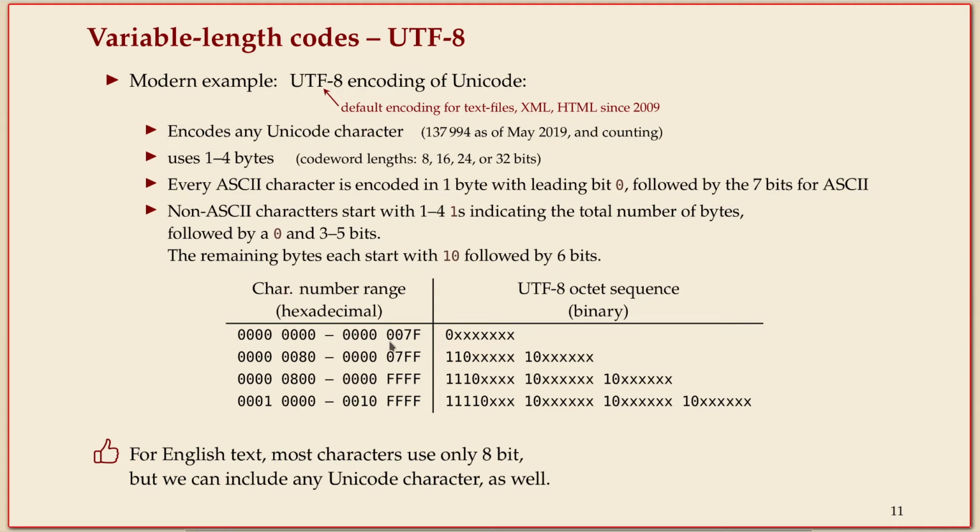If it's ASCII, then it fits below this. So 7F, that's 7 ones written in hexadecimal. If you're above that, but below the next, 4 more bits, then you get represented with 2 bytes, and the X's are replaced by the actual code point, and so on. I know it's a bit tedious to read.